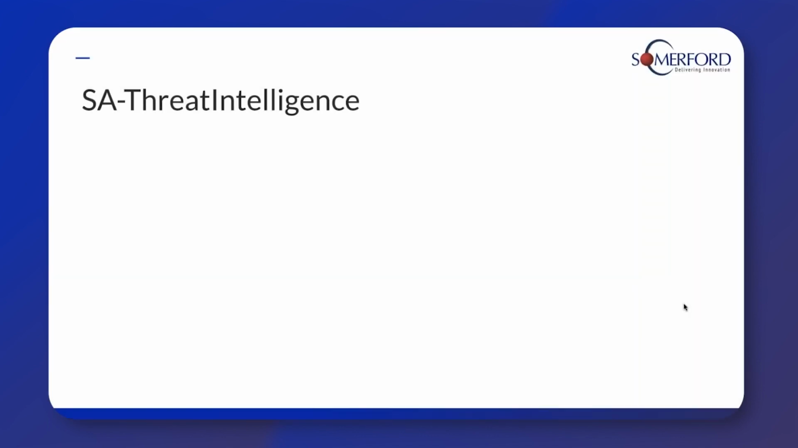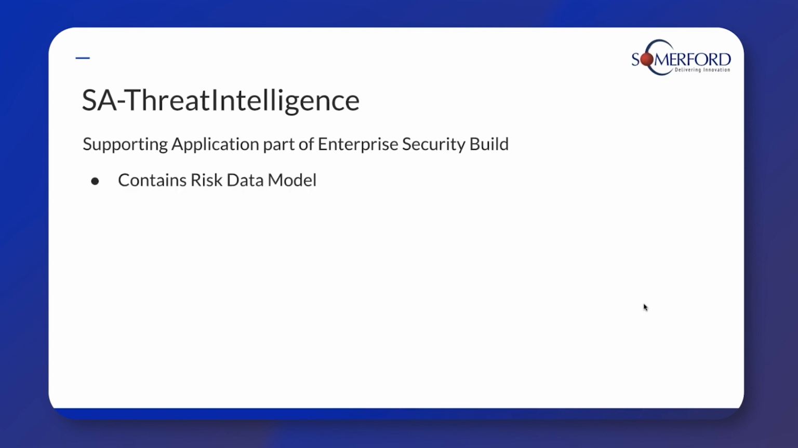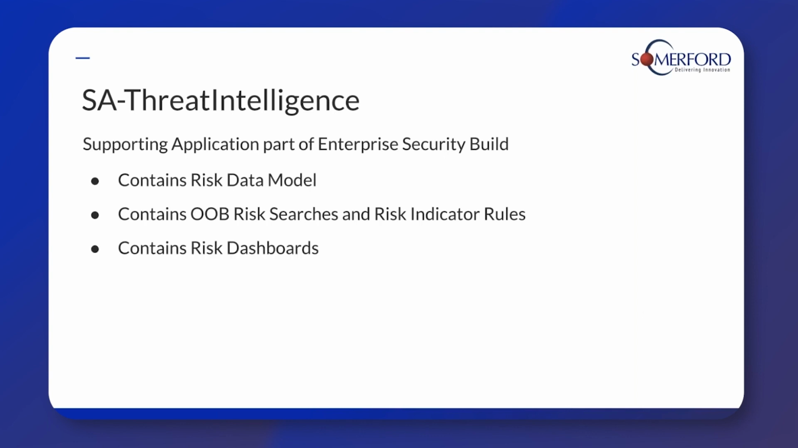One app that's really important in this, and similar in the sense to what the previous webinar was on, right? This one's about SA threat intelligence. This is where we contain all the risk stuff out of the box. It's a supporting application, which is the SA piece of an enterprise security build. So you'll see it in Splunk Cloud, you'll see it on-prem. Inside here, it contains the risk data model, all the out-of-the-box risk searches, risk indicator rules, and the risk dashboards as well as macros and everything else. So this is really the place you want to look if you want to go through all the risk side of things.